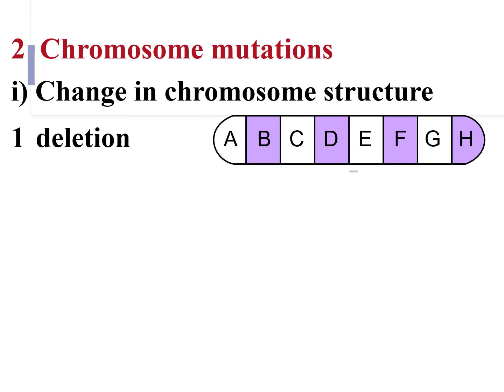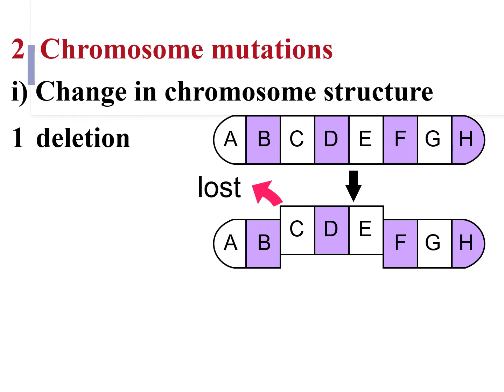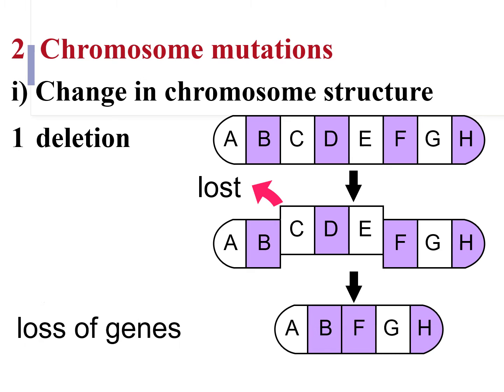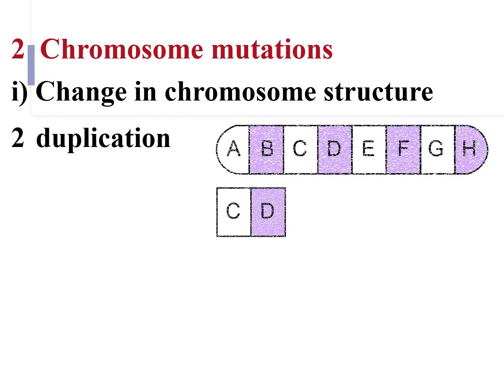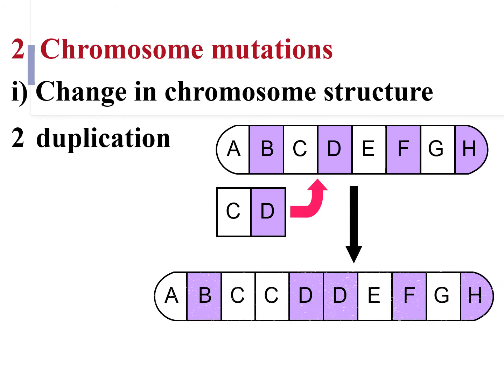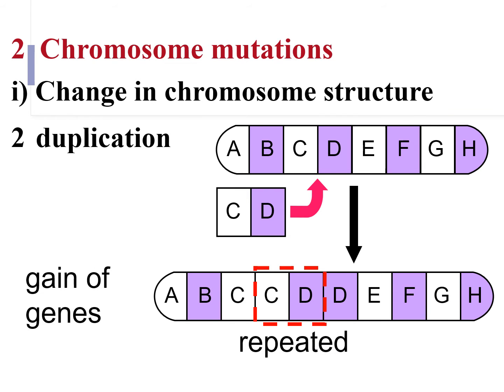The first type of chromosome mutation we call deletion. You are deleting part of the chromosome, which leads to deleting part of the gene. This is the loss of genes, as deletion. The second type of chromosome mutation is duplication. You can have part of the chromosome duplicated, the amount doubled, and then put back into the chromosome, leading to a gain of genes. There are extra genes than before.